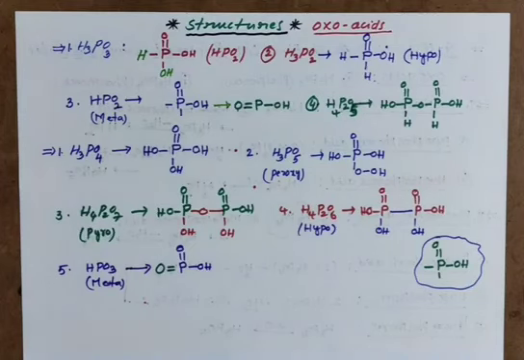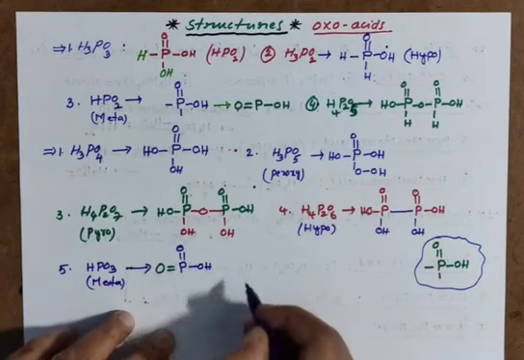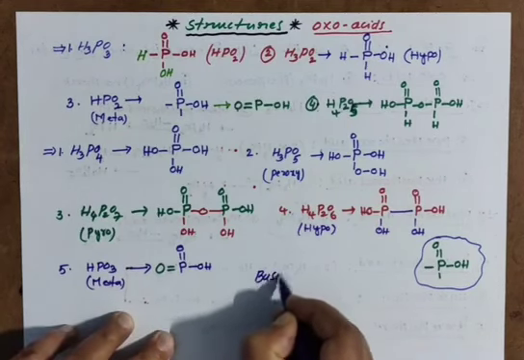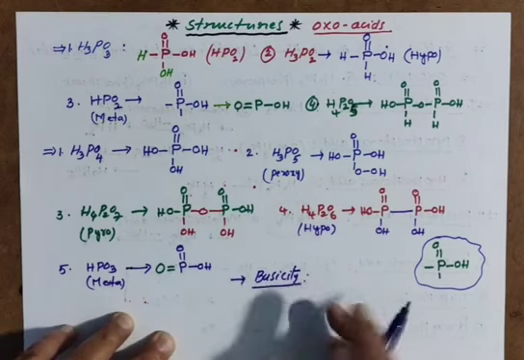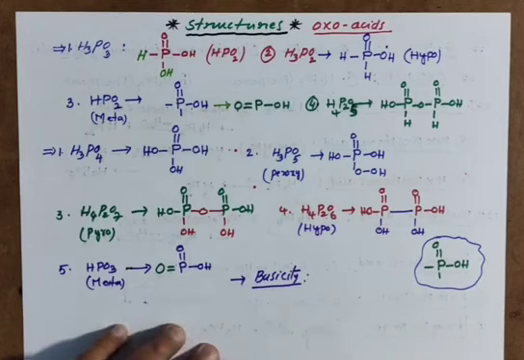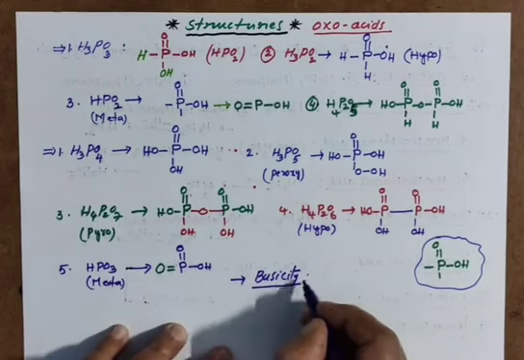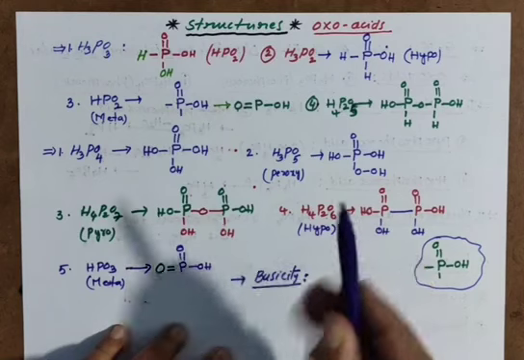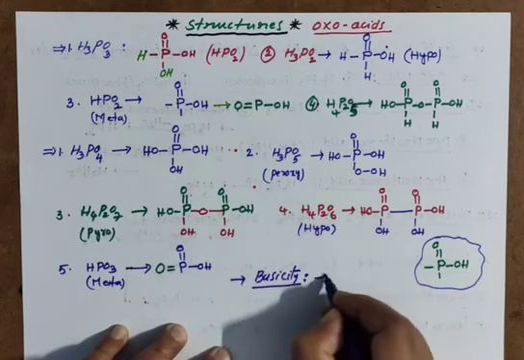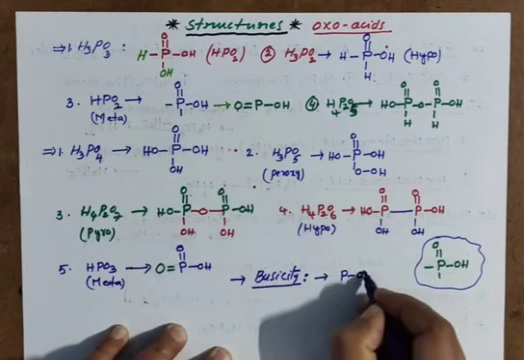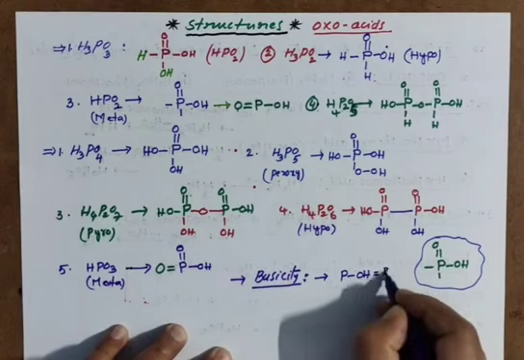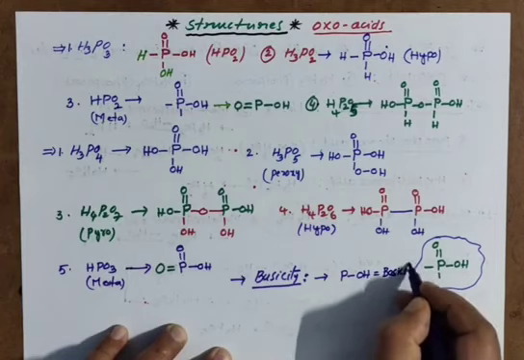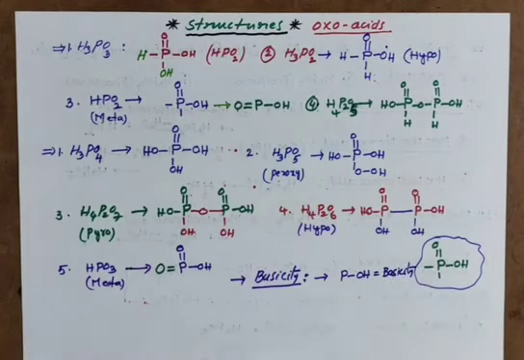See here, you can remember basicity also. From this you can remember basicity also. If you know the structure, you can calculate basicity easily. By looking into the structure, we can say basicity easily. How many POH bonds are there? POH bonds, that is equal to basicity. Remember, in the structure, how many POH bonds are there?